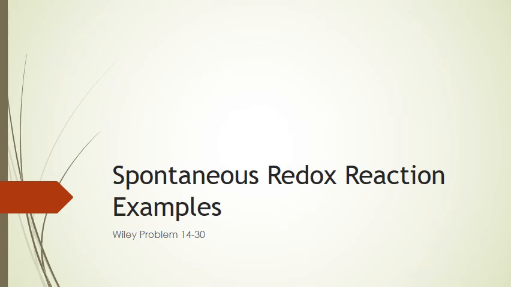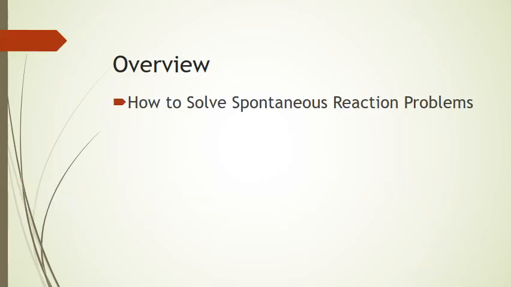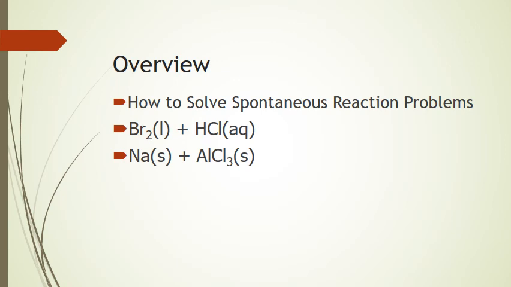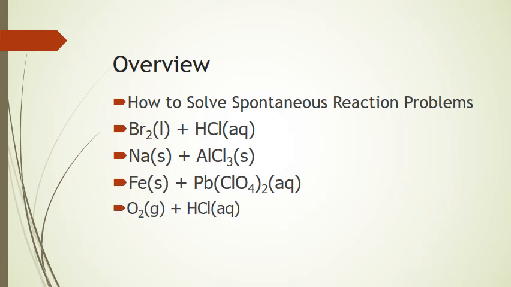In this lesson we're going to go through the examples in Wiley problem 14-30. They're spontaneous redox reactions, so we'll talk about how to solve spontaneous redox reaction problems. The examples we'll go through are bromine and hydrochloric acid, sodium and aluminum chloride, iron and lead 2 perchlorate, oxygen and hydrochloric acid. Finally, we'll do fluorine and water. We'll go through all these examples, show how to solve them, and more importantly, how to input your answers into Wiley so Wiley marks them correct.